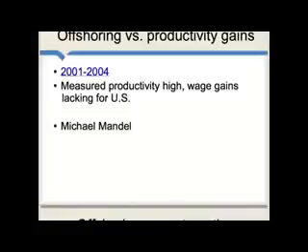For instance, if you look at the years 2001 to 2004, you will find in those years that measured productivity is relatively high, yet wage gains in the United States were lacking. What's going on? Well, one hypothesis put forward by Michael Mandel is that the way we increased productivity was by offshoring. We did things overseas for cheaper. That is a kind of productivity gain for American firms, but it's not a productivity gain which is going to rebound to the benefit of American workers. In fact, it may lower their returns.